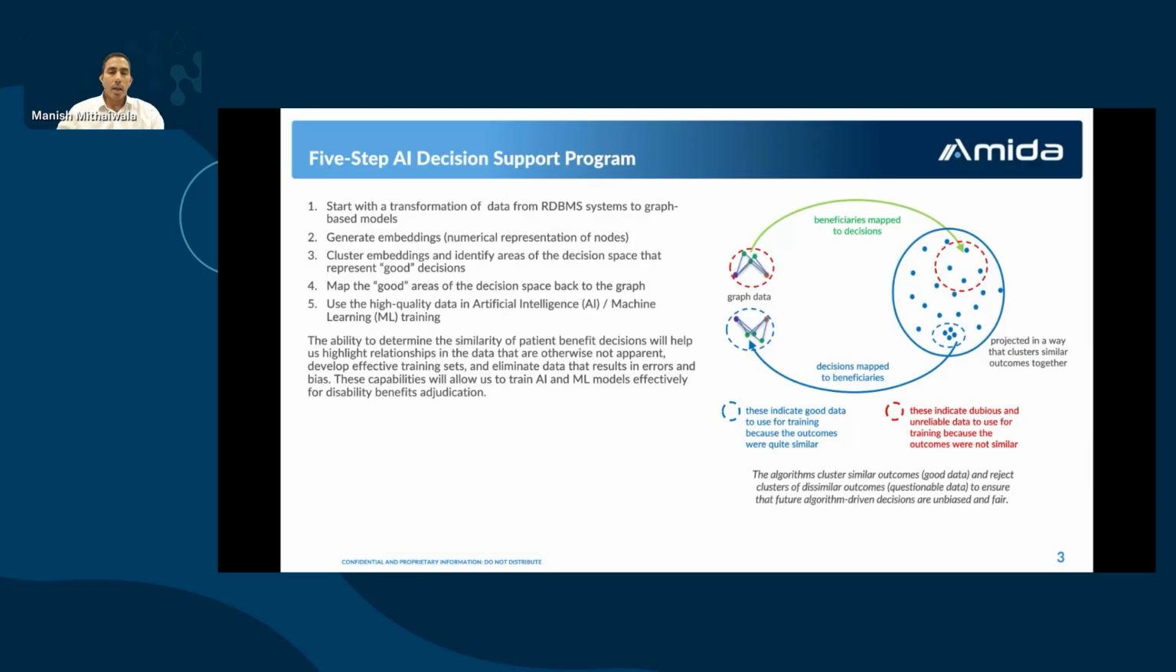Here, I want to give a technical overview of the AI decision support program that we have. It's a 5-step process. We start by taking exemplar patient healthcare data and convert it to a graph. We generate embeddings, which are a numerical representation of the graph data. We can then cluster the embeddings and identify clusters which represent validated data because they can be used for training because the outcomes are similar, and outlier data that indicate dubious or unreliable data.